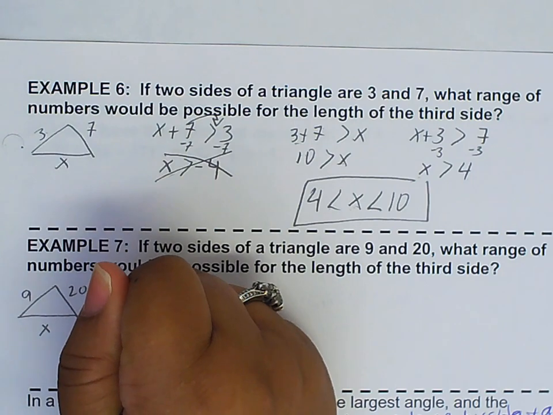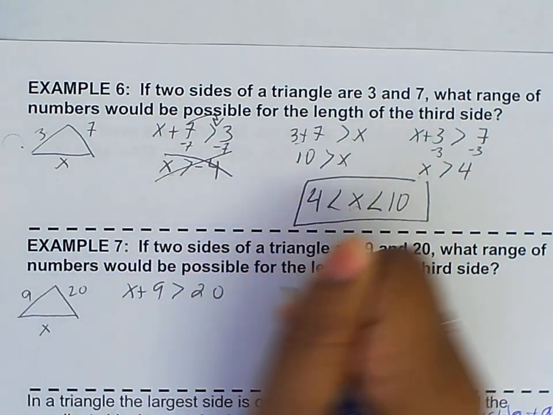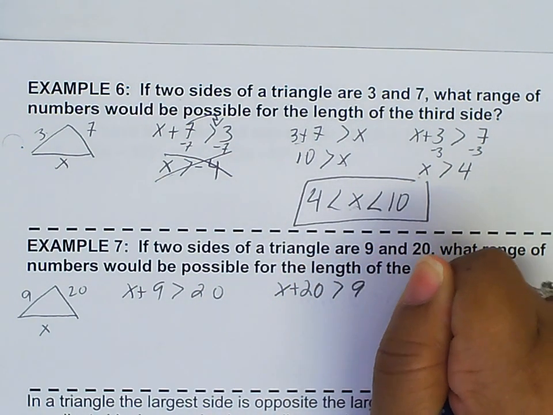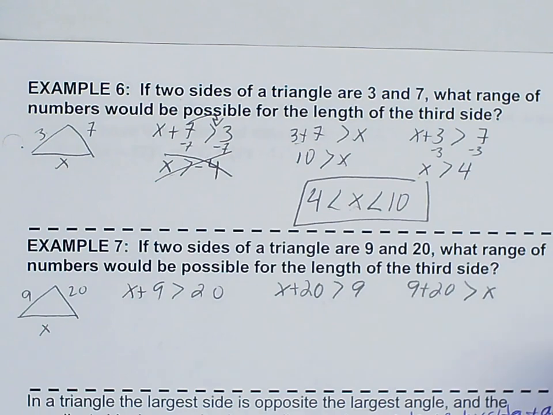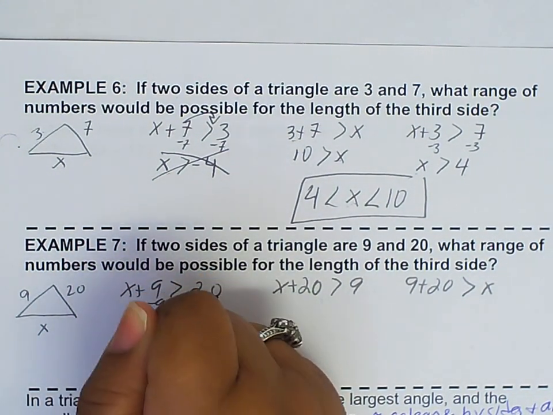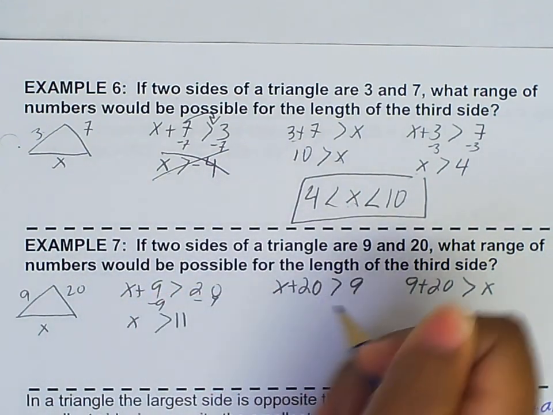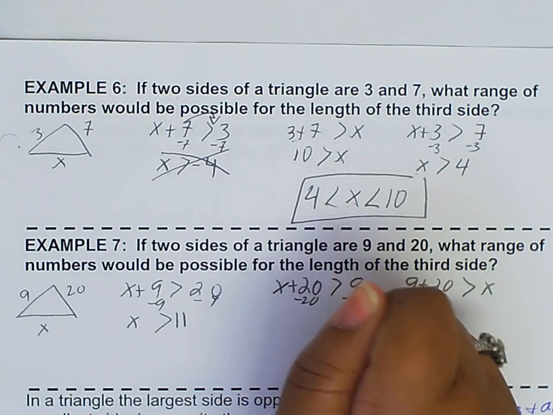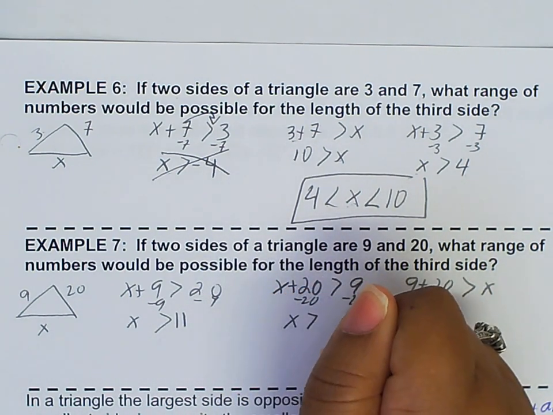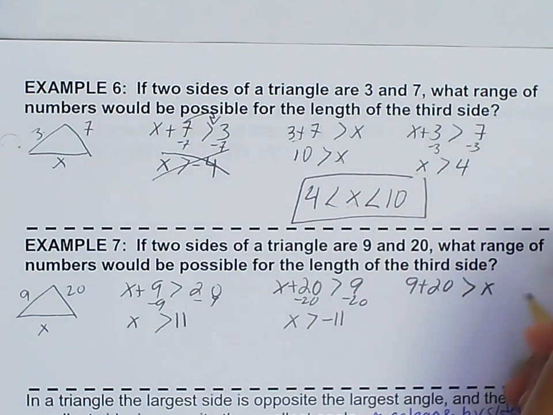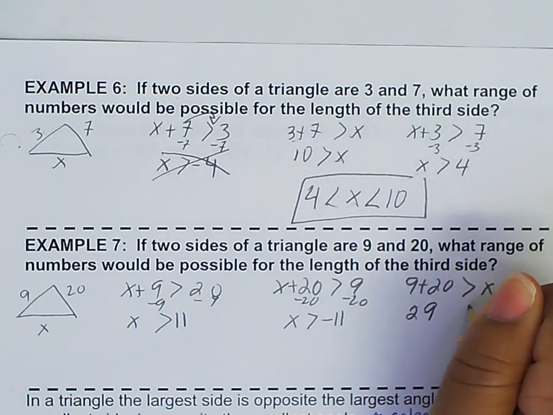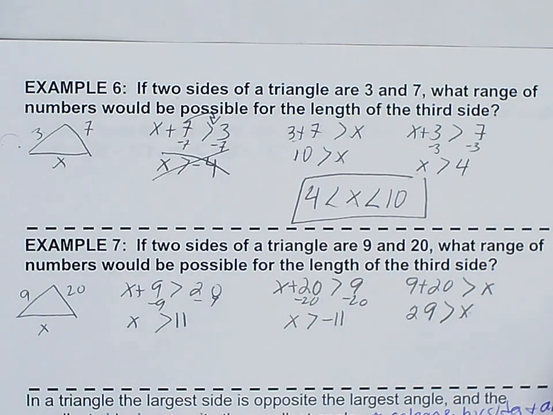So I'm going to do x plus 9 greater than 20 could be 1. We can have x plus 20 greater than 9. And then we can have 9 plus 20 greater than x. So now I'm just going to go through, work them out. I'm taking away 9 from both sides. So x can be greater than, what is that, 11? Then as I take away 20 on this one, because this is x plus 20 greater than 9, this is going to say x is greater than negative 11. And then this is going to be 9 plus 20, which is 29. It is saying x is less than 29.